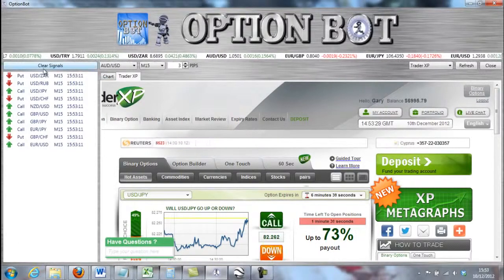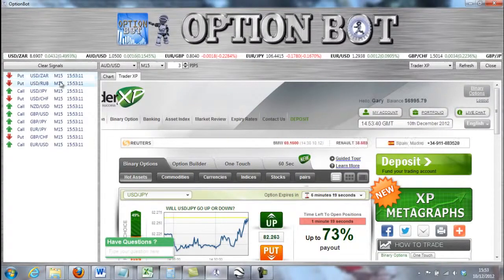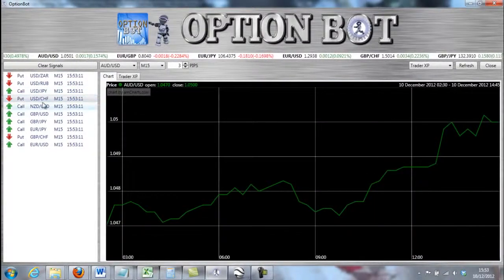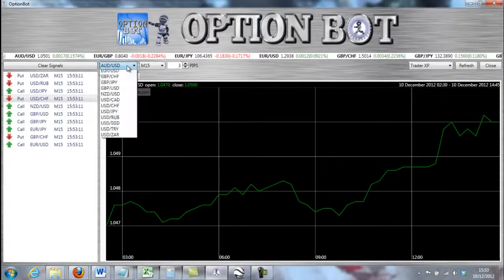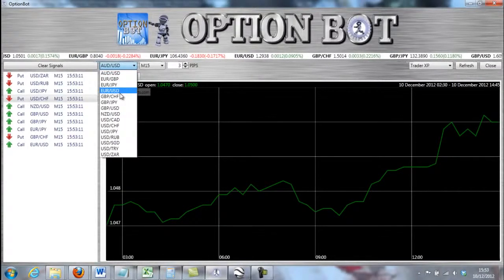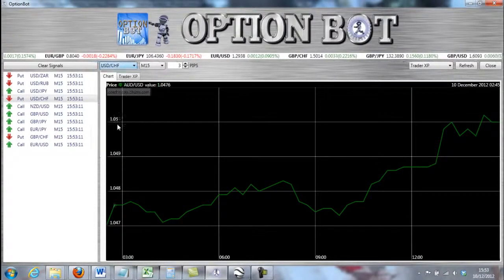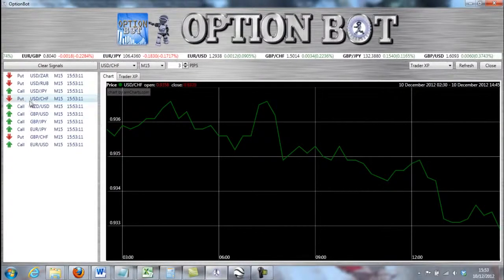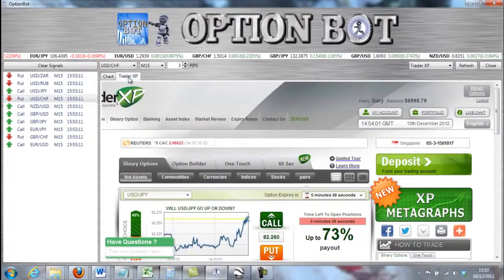So now I'm going to have a look at what OptionBot's told me to do. So now it's got a few currency pairs here that I don't like the look of. First of all, South African rand, ZAR moves a lot. So does ruble, so does Japanese yen. However, USD CHF, that's quite a good strong pair. So I'm going to select USD CHF. Okay, and that's just telling me it's gone down, and yes, it has gone down. So those two market conditions have been met. So I'm going to place an up trade on USD CHF.